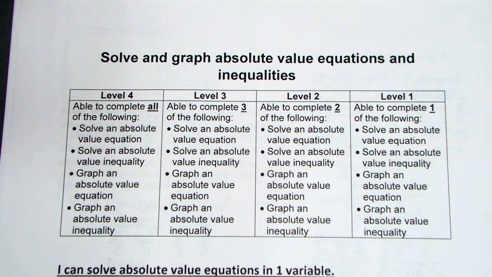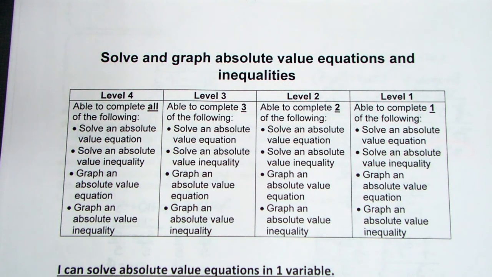an absolute value inequality. In order to earn a level 1, you need to just be able to do one of those things. A level 2 requires you to be able to do two of those things. A level 3 requires you to be able to do three of those things. And finally, a level 4 requires you to be able to do all four of those things with no errors.